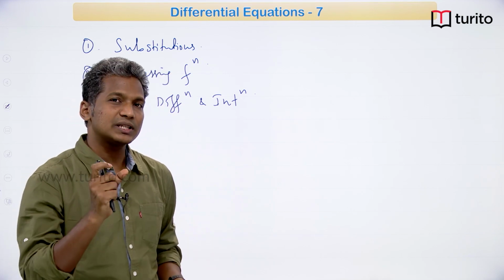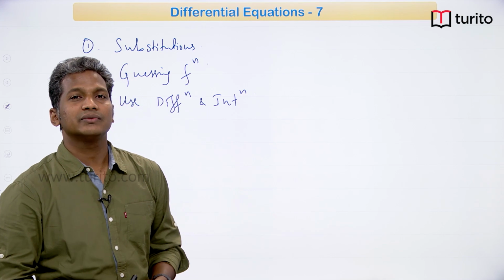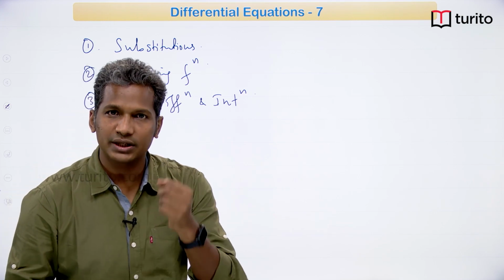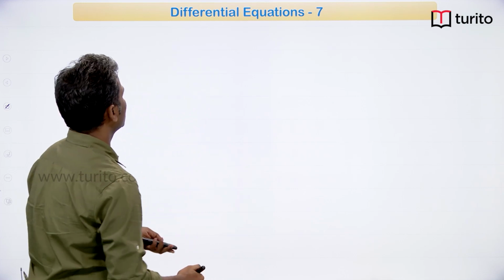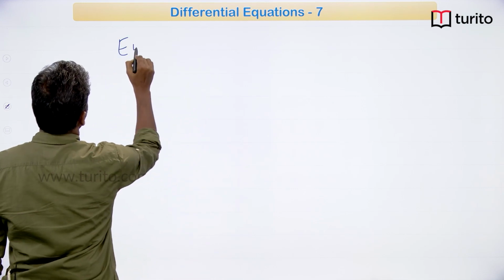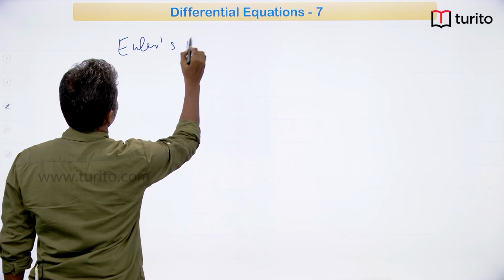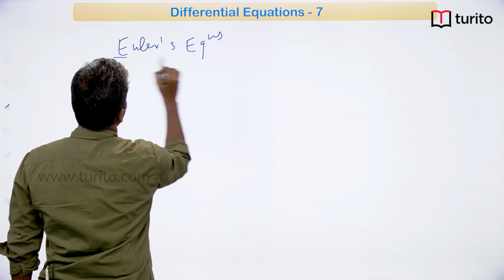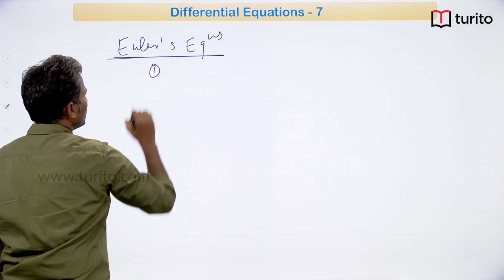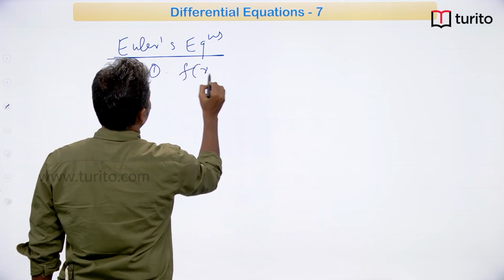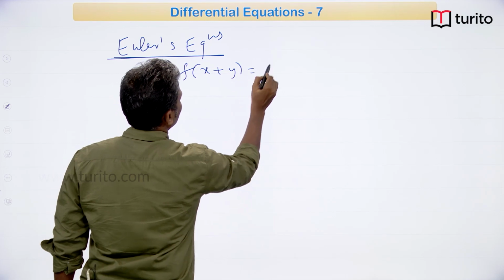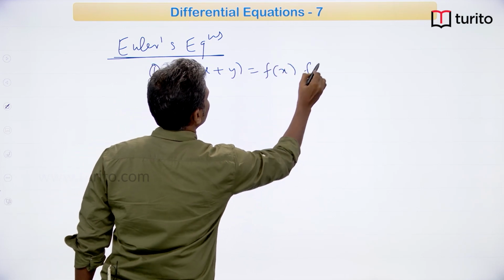For that we have this standard set of equations which are also called as the Euler's equations. What are these Euler's equations? Let me just give you that list also. Okay. Euler's equations. There are 4 standard Euler's equations. One is f of x plus y equal to f of x into f of y.